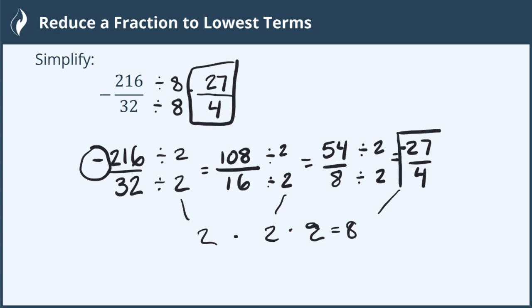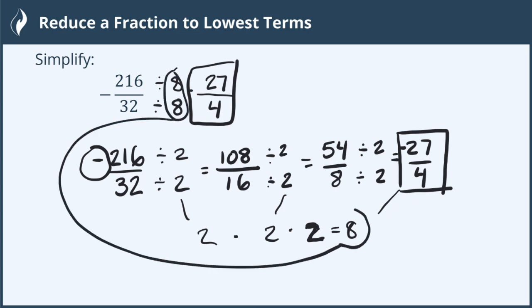And again, we ended up with 27 over 4. And we discussed how no other numbers will go into both 27 and 4 evenly. So we're finished. And again, just so that you could see, 2 times 2 times 2 equals 8. And that shows me that I did complete both in the same fashion, just a little different.